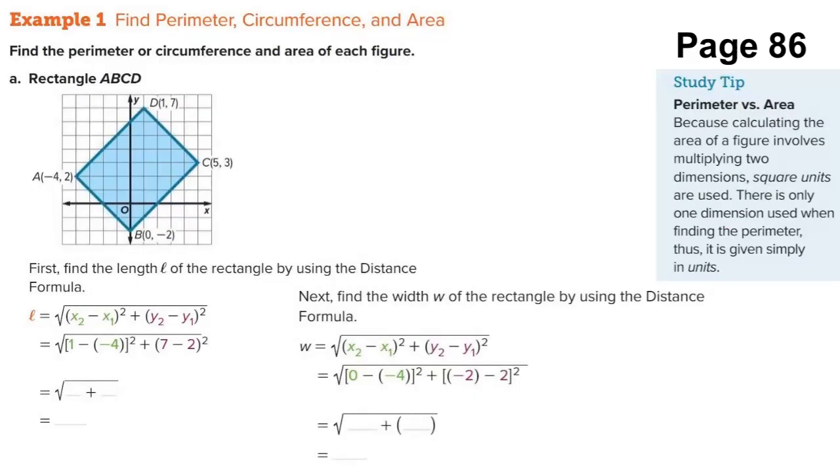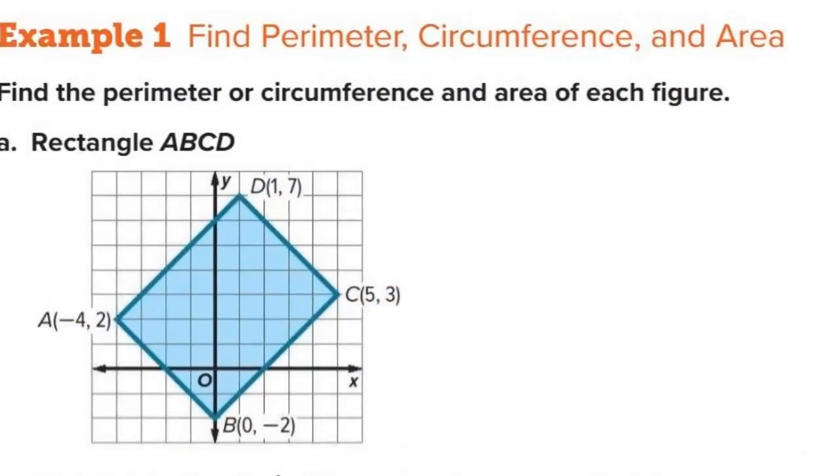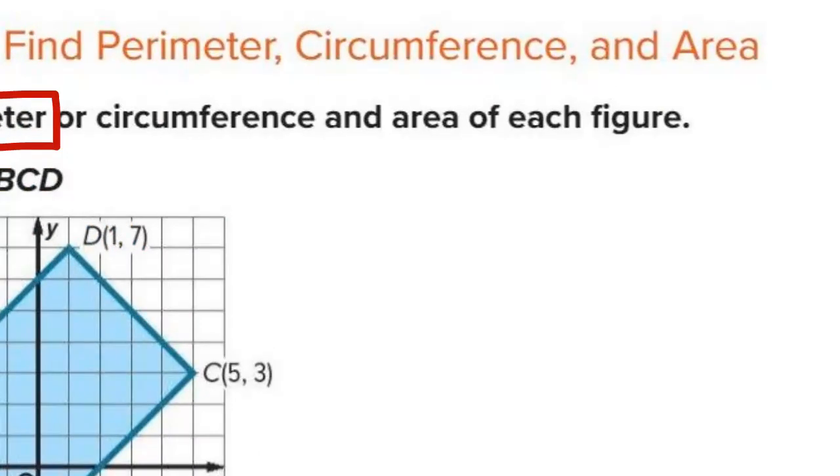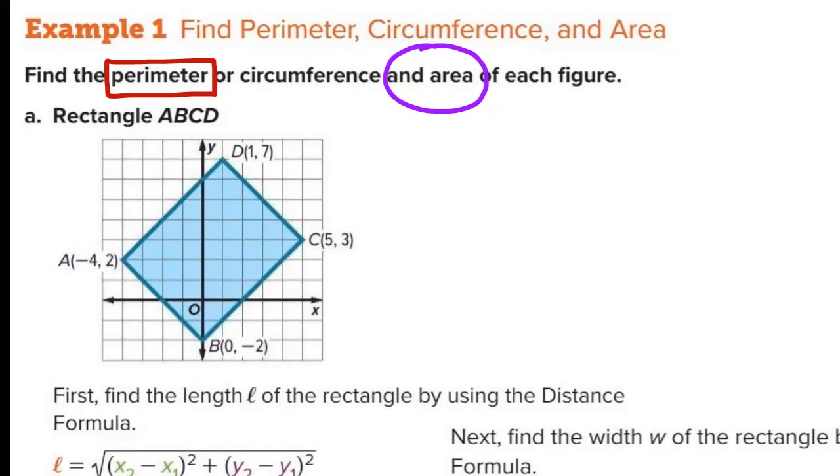All right, flip to page 86. With our last little bit of time, we're going to dig into this problem, and then we'll finish up on Monday. So I've got this shape over here. What shape are we looking at? A rectangle. And what are we supposed to find about this rectangle? The perimeter and the area. So we're going to find the perimeter and the area.